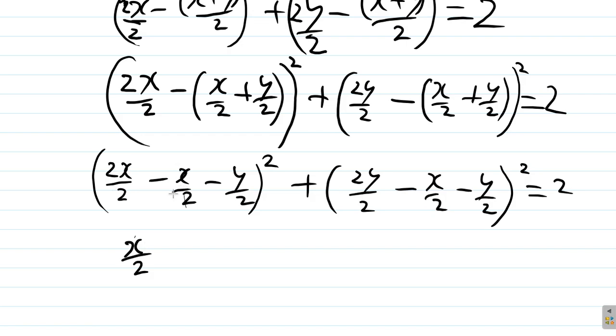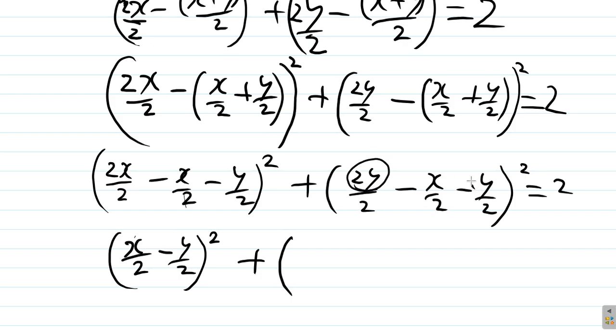2x minus x is 1x. Alright, so this is minus y over 2. A lot simpler now. Plus, and then the same argument applies here. 2y over 2 minus 1y over 2 gives us y over 2 minus x over 2 squared equals 2. Alright, so you see how that goes.